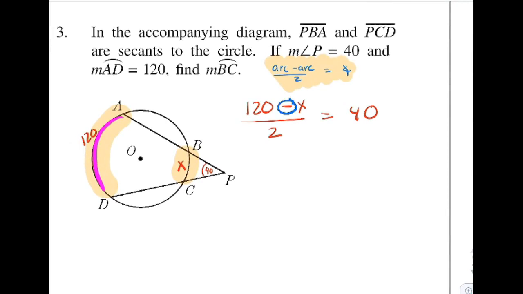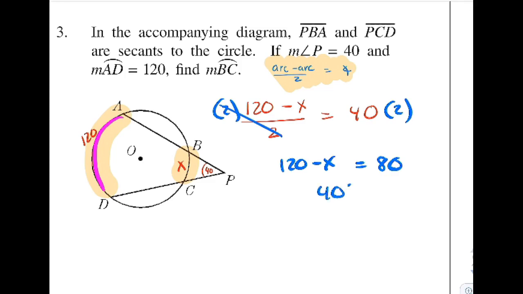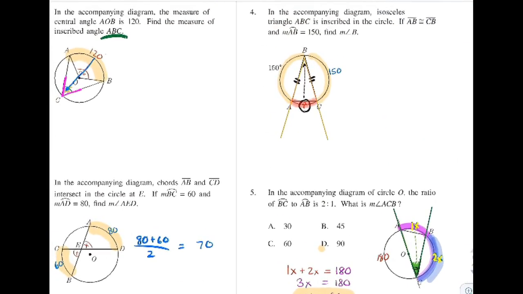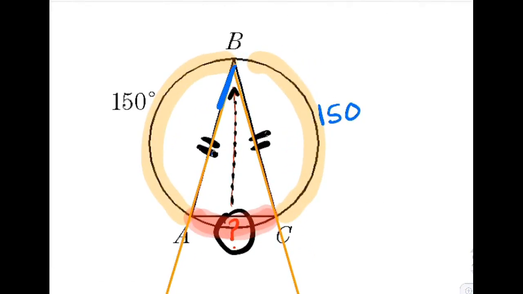Number 3, the angle's outside the circle. So you subtract the arcs, divide by 2, and that equals the angle. This time the variable isn't here, the variable is here. Same equation, but the algebra is a little bit different. So it's 120 minus x equals 80. 120 minus what equals 80? It would be 40.